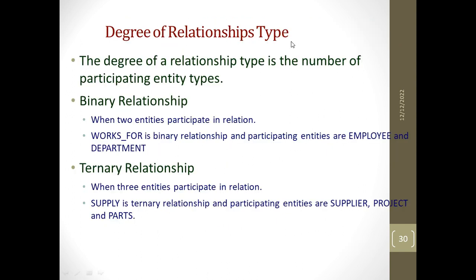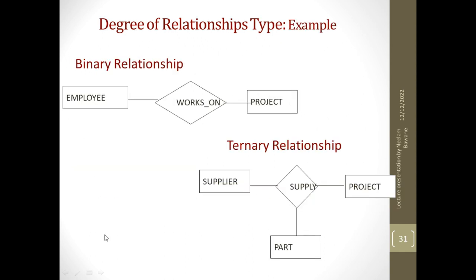Degree of relationship type. If there are two entities involved, then it is a binary relationship. If there are three entities involved, then it is a ternary relationship. So this is binary: employee works on project. Ternary could be supplier, part, project. So a supplier is supplying parts, and for which project. So that becomes a ternary relationship.